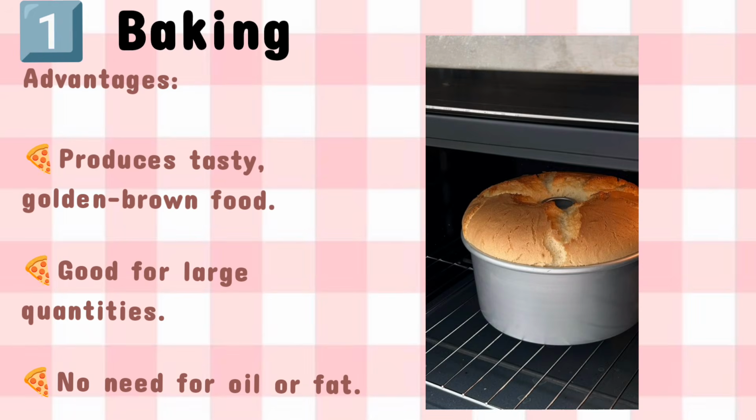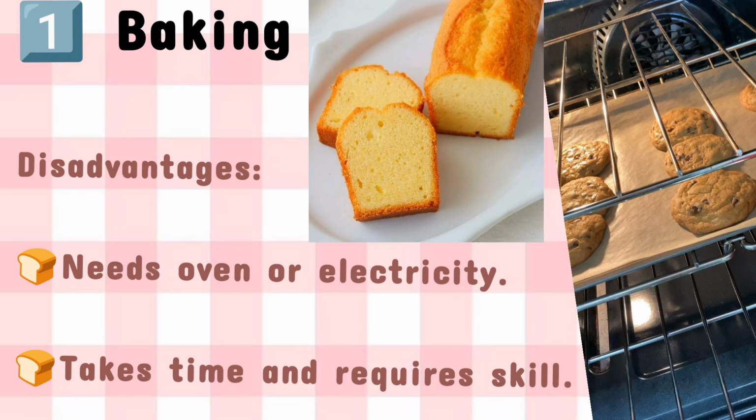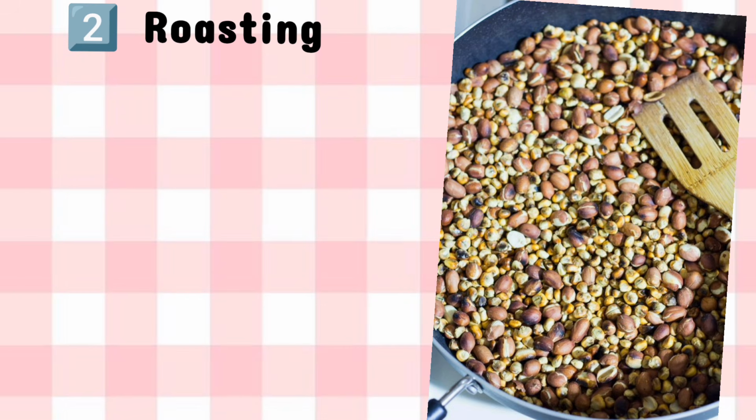Advantages of baking include the fact that it produces tasty golden brown food, it's good for large quantity production of food, and no need for oil or fat at times. Disadvantage is that it needs an oven or electricity, and it may take time, and most of the time it does require a whole lot of skills. Here's a tip when baking. Always preheat your oven before baking, because if you forget, the food may cook unevenly and not even rise.